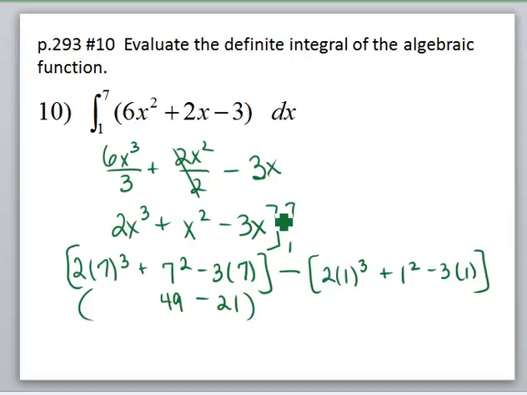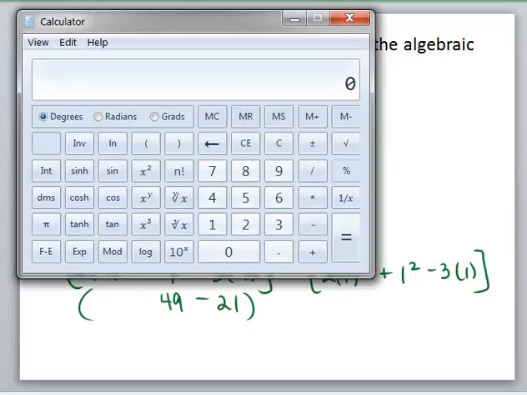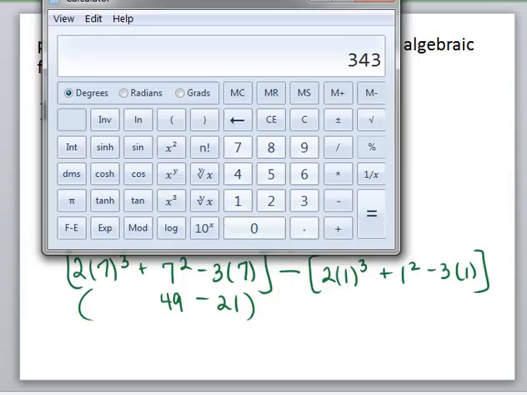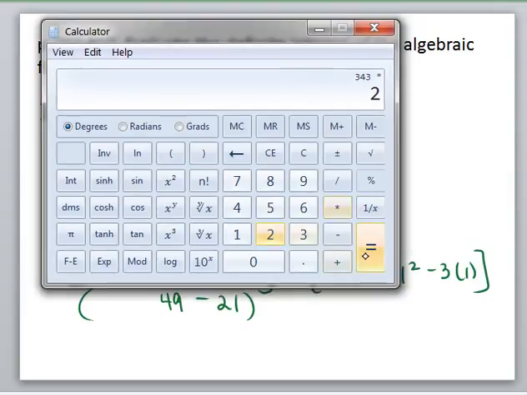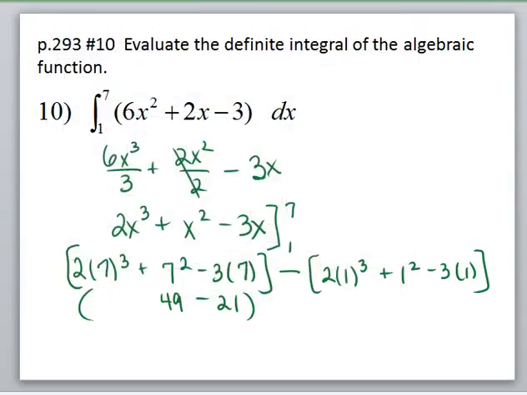7 to the third power, I don't know what that is off the top of my head. I could put that in real quick. 7 times 7 would be 343 times 2 would be 686. So 686 plus 49 minus 21, and then we have 2 plus 1 minus 3. When you compute this, your final answer would be 714.